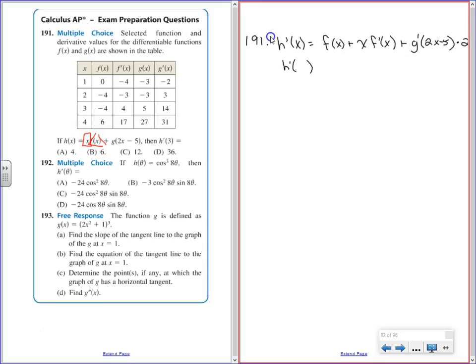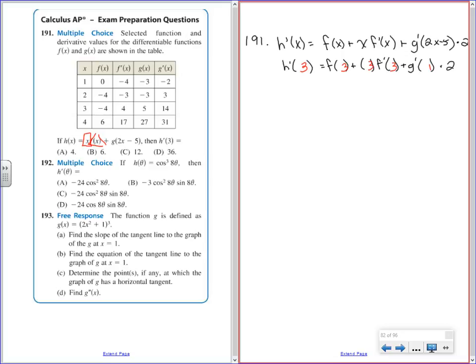3. Now, once I have a formula, I'm allowed to start plugging and chugging. Meaning, I'm going to take my f of x plus x times f prime of x plus g prime of 2x minus 5 times 2. And I'm going to say, hey, any x becomes a 3. That's a 3, that's a 3, that's a 3. 2 times 3 minus 5 is 1.